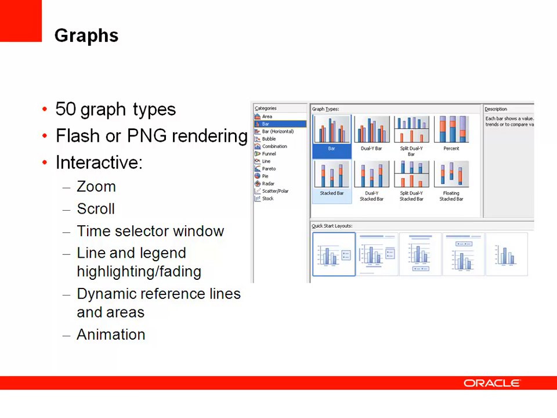A unique set of components in Oracle ADF Faces is the ADF Faces data visualization components. Those are components that are meant to visualize data in meaningful ways. They include, for example, the graph component, which has over 50 types of graphs supported. The graph component can display information either as a Flash or a PNG format, and the graphs are actually interactive, so you can do things like zoom, drill, scroll, define time selectors as well as animation on the graph.